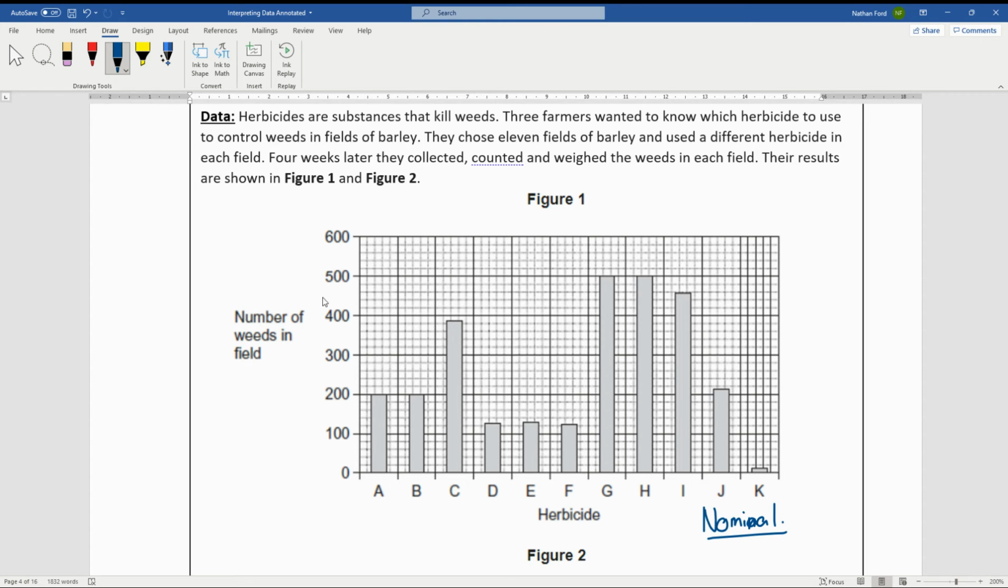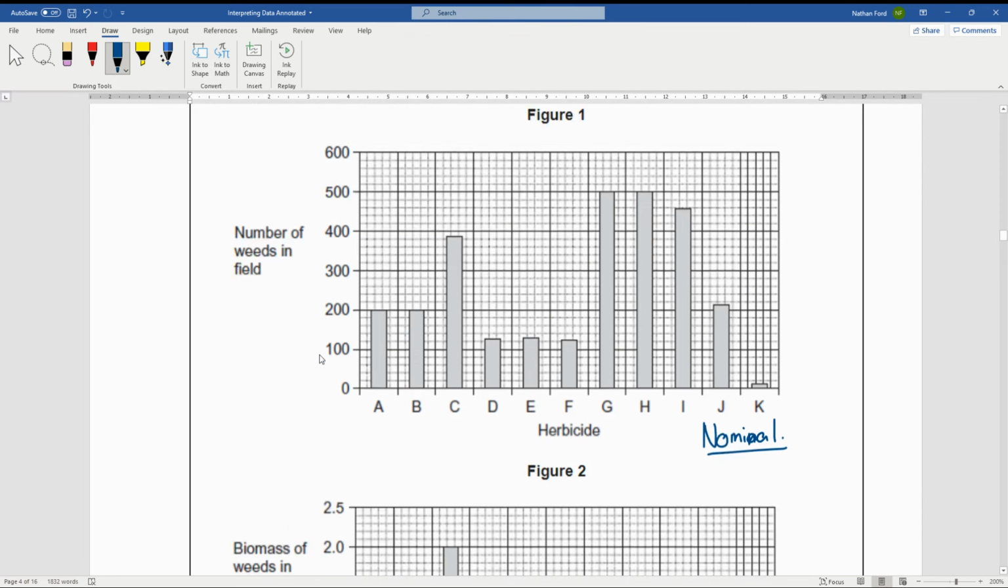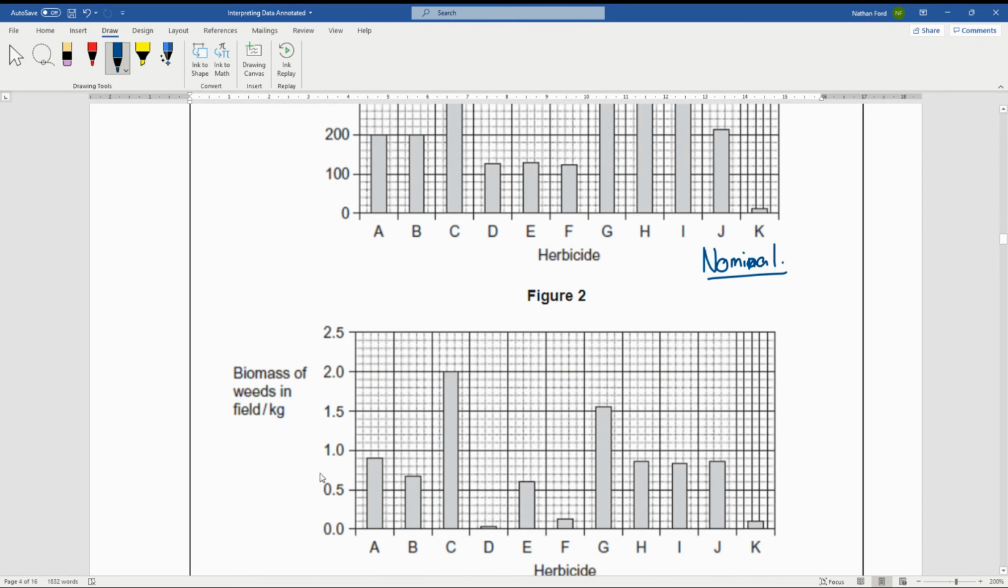So this one, this is our different types of herbicide on the bottom, our independent variable, and on the side we have the number of weeds that were found in the field. And down the bottom we had the mass of all of those weeds. And you can see they change.